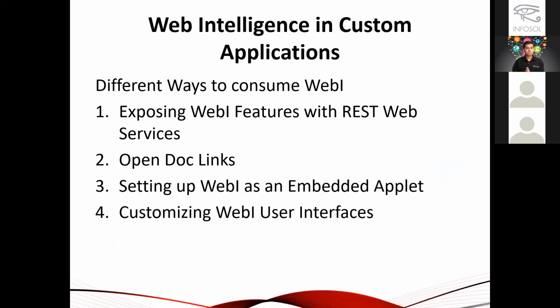Number one, you can expose Web Intelligence features with REST web services. With the REST calls that can go into Web Intelligence, you can expose features such as creating an ad hoc document, or creating a Web Intelligence chart, using a REST web service call. And then you have the traditional way of using OpenDoc links. We have used OpenDoc links for our customer here as well. There are multiple parameters that you can utilize in OpenDoc where your end user doesn't even have to know that this is a Web Intelligence report.